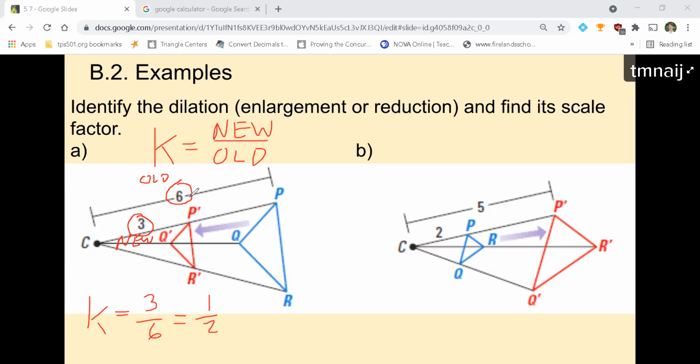Because a half is less than 1, this is a reduction. Also, you can see it in the picture, it got smaller. Again, most people will either get this or the exact opposite answer. And it really just comes down to, are you being careful about what the new length is and the old length?